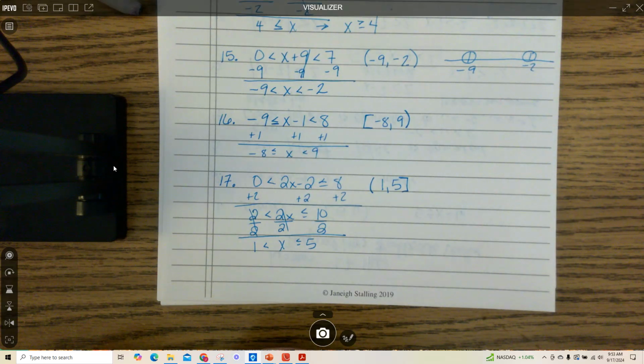I have to print me some more lined paper though. This works so much better with it. I stay a lot neater. All right.